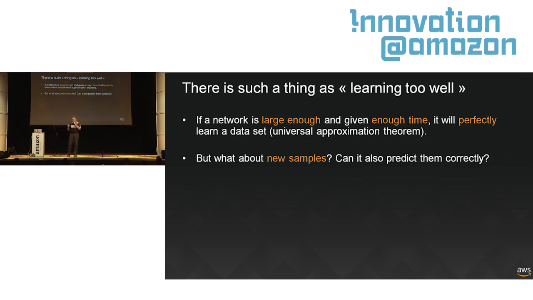Now, what about the new samples? What about the real life samples, the samples that come from data that your users generate? Will they be 100% accurate too? In other words, will your network generalize well? Will it adapt well to data it has never seen?